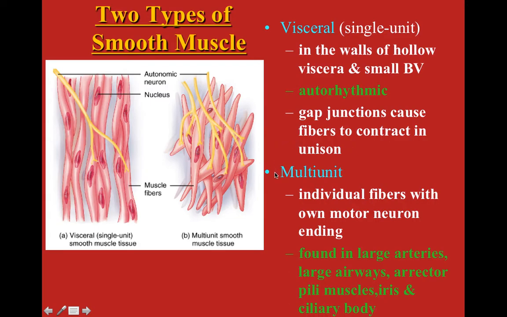And then in our multi-unit smooth muscle tissue, there are individual fibers with their own motor neuron ending. And these are found in our large arteries, such as the aorta and pulmonary artery, the large airways, the erector pili muscles, your iris, and ciliary body. That's where this multi-unit smooth muscle tissue is found.